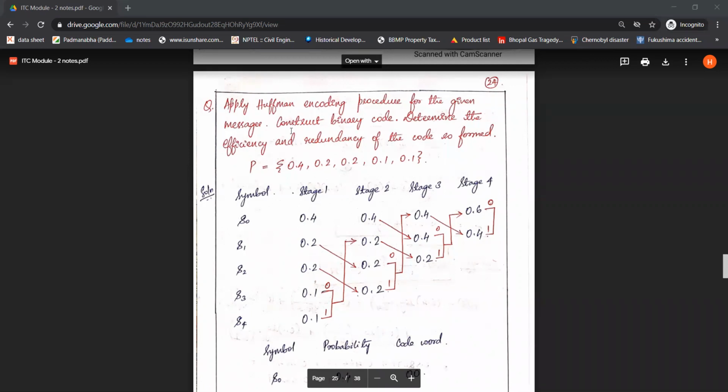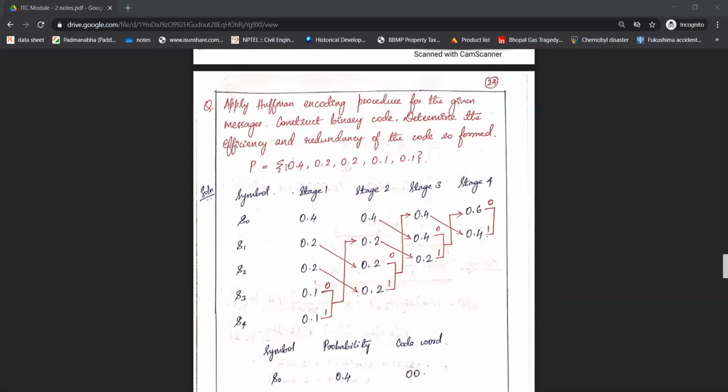So the probabilities are given as 0.4, 0.2, 0.2, 0.1 and 0.1. Now the first step in the Huffman encoding procedure that we are supposed to follow is to arrange the given probabilities in decreasing order. In the first column, we'll be writing the symbols. The symbols we have taken as S0, S1, S2, S3 and S4.